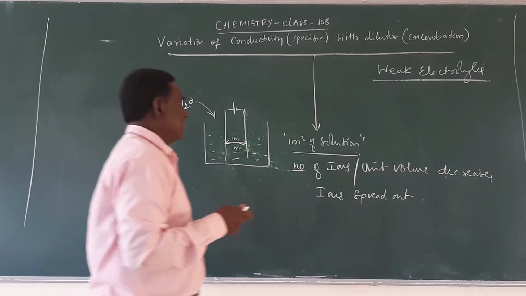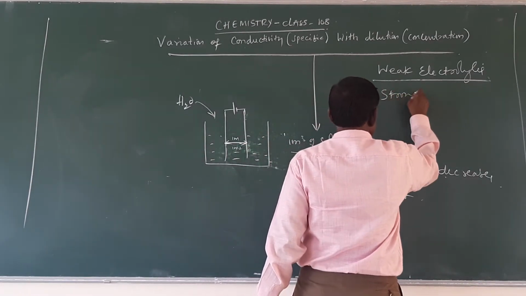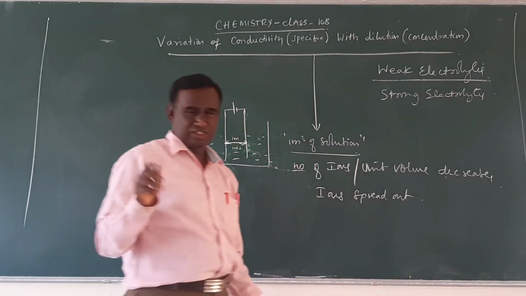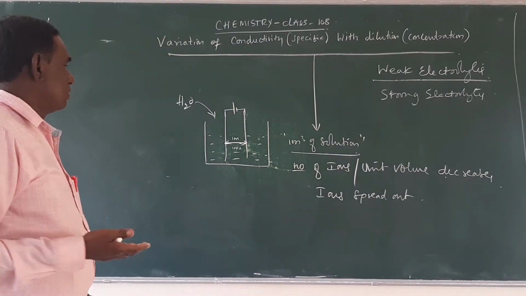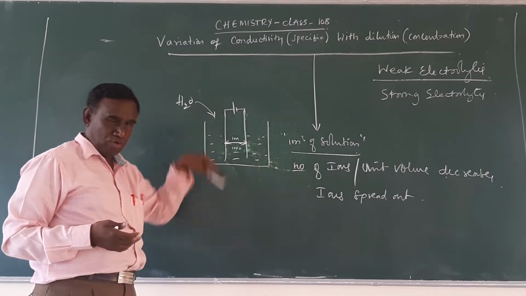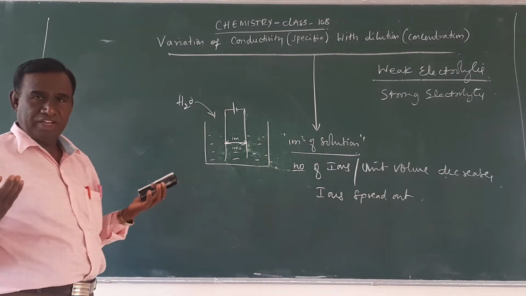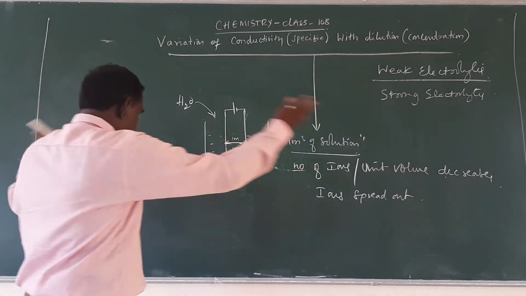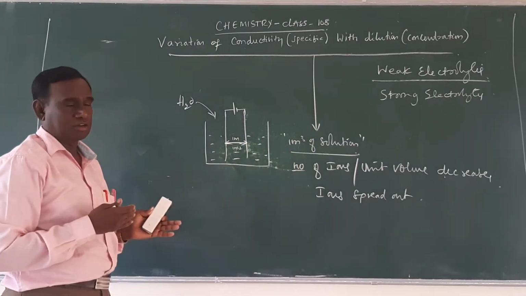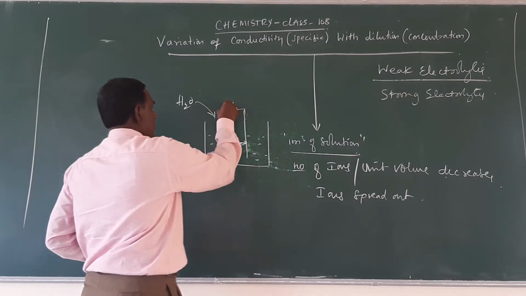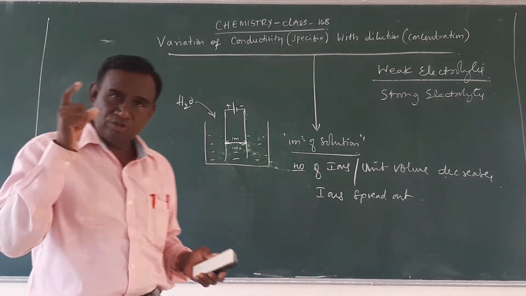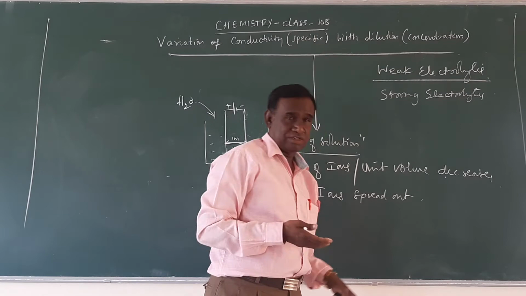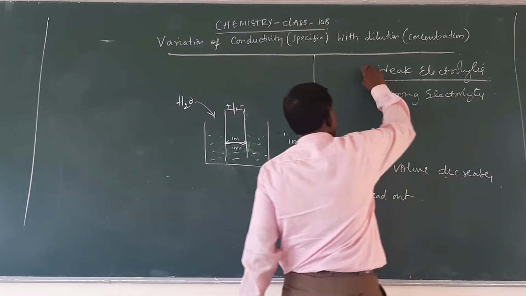Now take a strong electrolyte. Strong electrolyte solutions contain only ions, not molecules. Here also, if you add more and more water, the number of ions per unit volume decreases, and the ions spread out between the electrodes. Therefore, specific conductivity decreases with dilution, for both weak electrolytes as well as strong electrolytes.